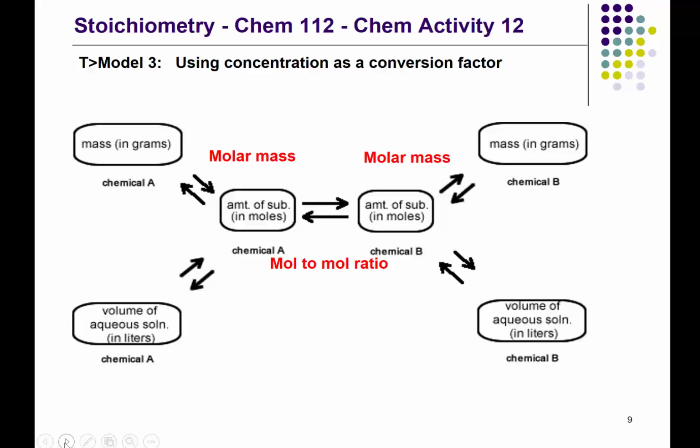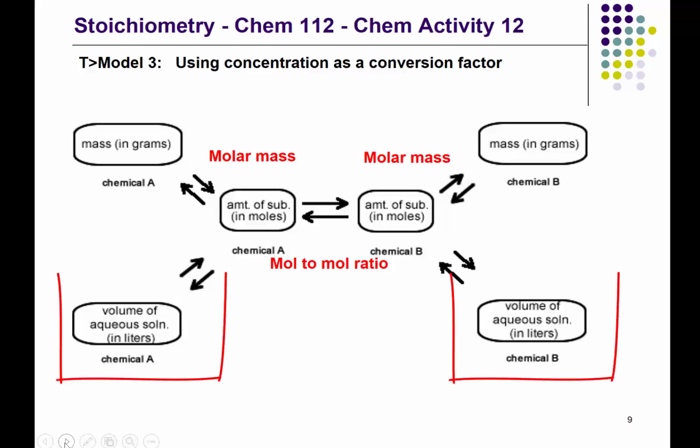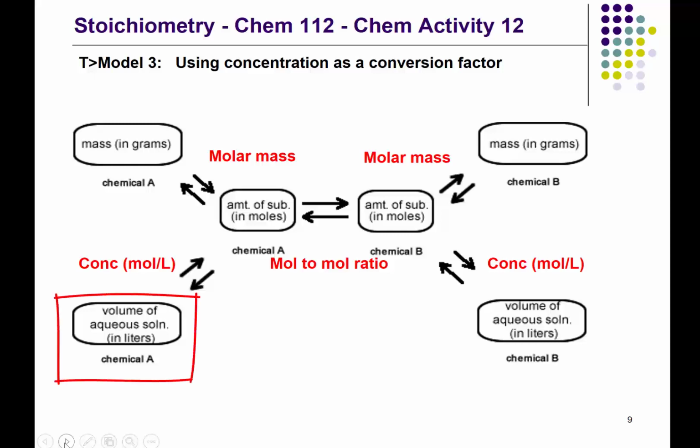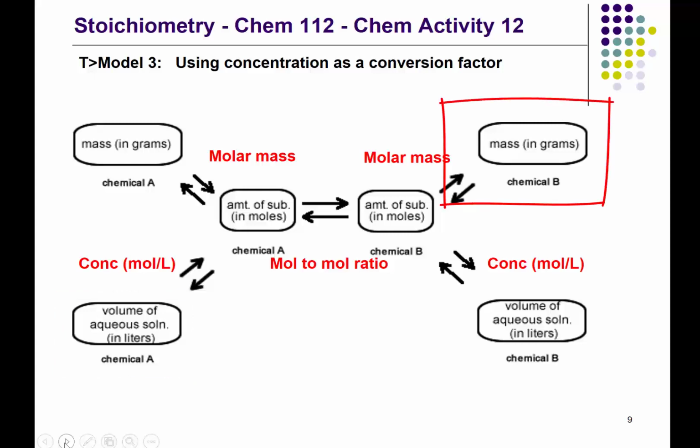Well, now we know some new conversion factors, that is the concentration. So if we have volume of solution and we have the concentration, we can determine the amount of substance. So now there are a number of different kinds of calculations that can be done. So for instance, you could be given the volume of a solution of chemical A and its concentration and asked to determine what mass of chemical B would be produced as a result of the reaction. Let's talk through a worked out example, and then in our live sessions, we will do some more examples.